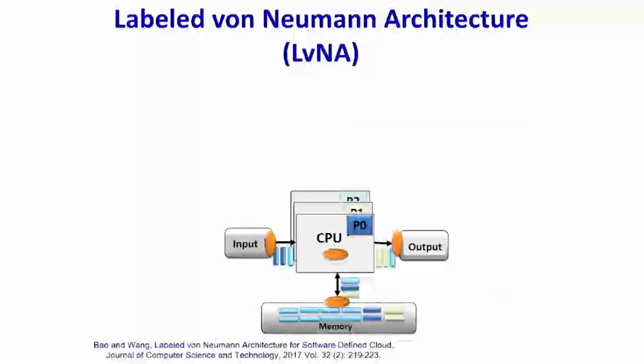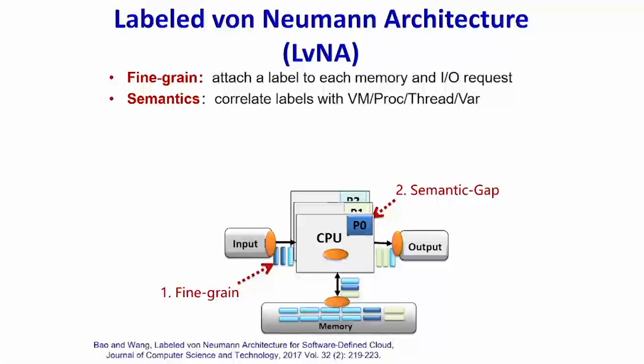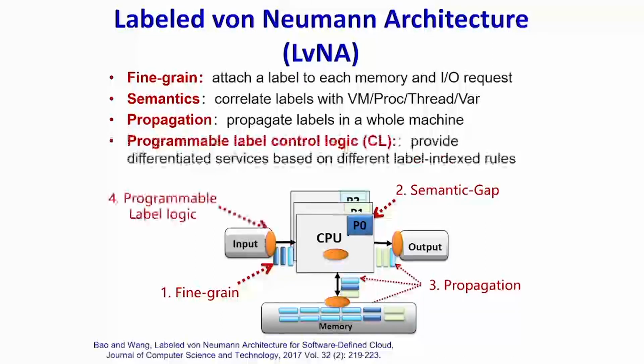Then we proposed the labeled von Neumann architecture. It also has four steps. First, we attach a tag to each memory request or IO request. Second, the label is correlated with a high-level entity like a virtual machine, process, thread, or even a variable address space. Then the label is propagated through the whole machine. Finally, we add programmable label control logic. The control logic is able to provide different services based on labels, like label index rules, just like firewall rules in networking. So this is the general idea of the labeled von Neumann architecture.